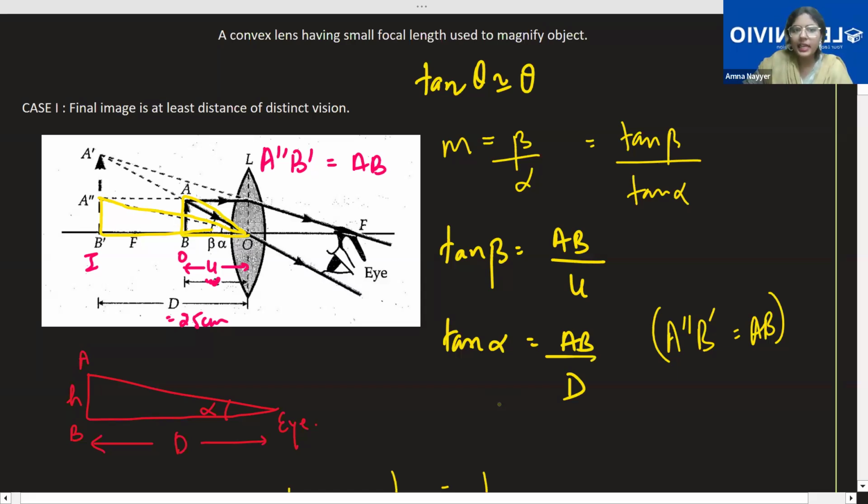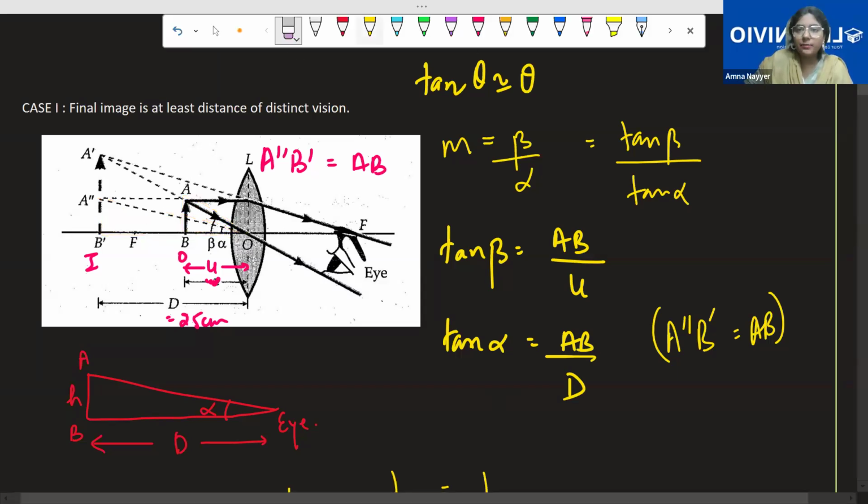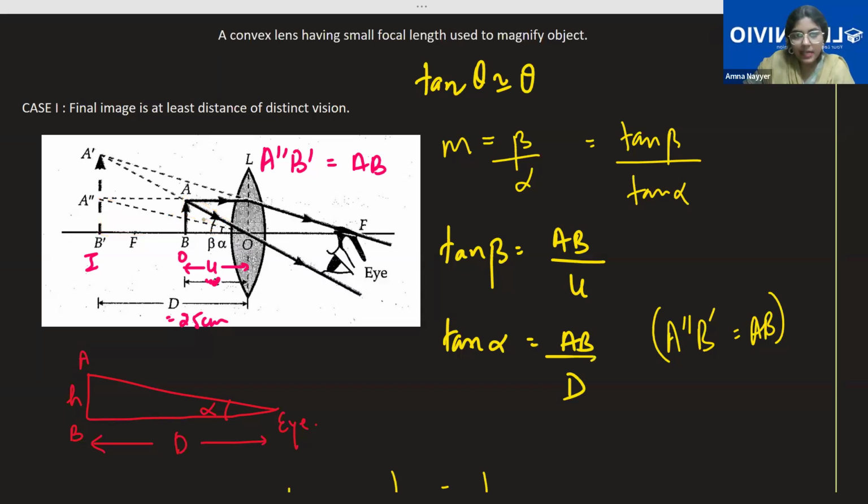Yes, that is capital D, and not A dash B dash. A dash B dash is subtending beta only. Look. Not A dash B dash, AB. A dash B dash is subtending beta. Okay, this is alpha.